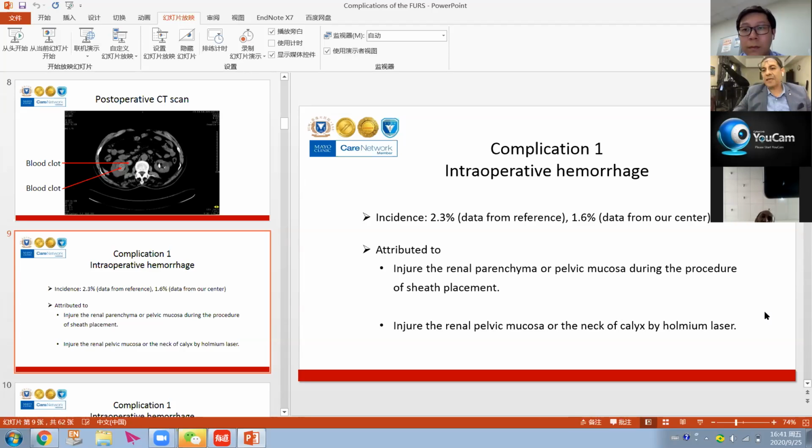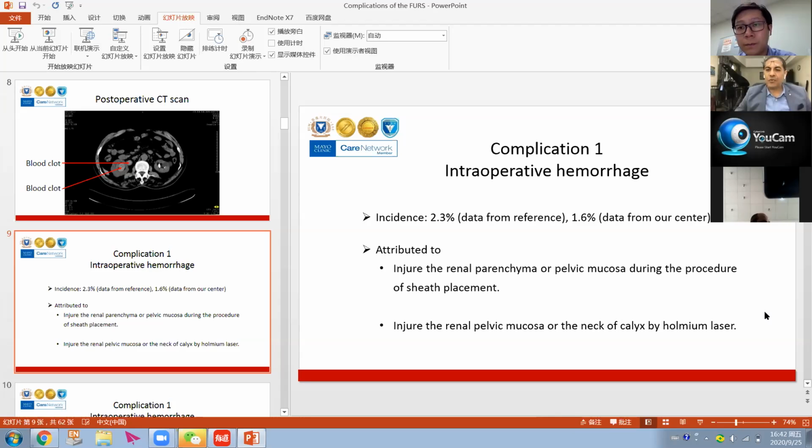The second question is about the length of the access sheath. Do you prefer 35 or 45? Do you use it in all patients, either male or female? The short one is 35 centimeters, and we use it for the female patients. And the long one is, I remember, 45 centimeters, and we use it routinely for the male patients.